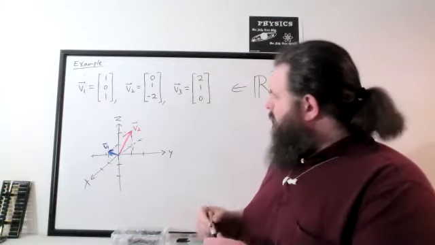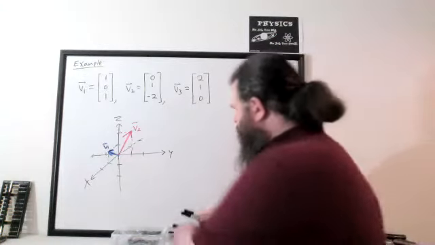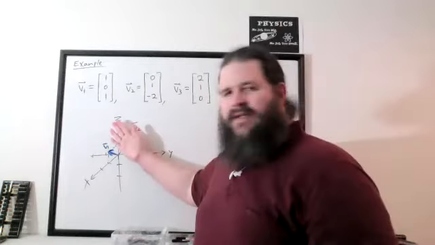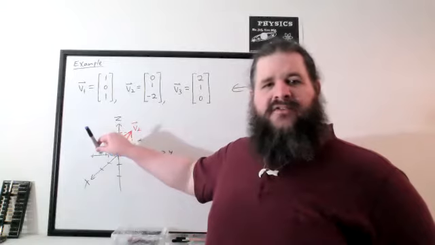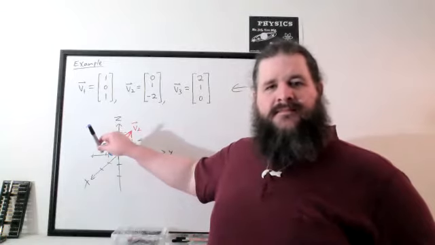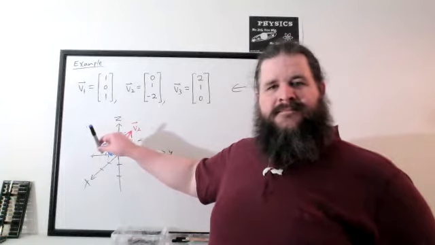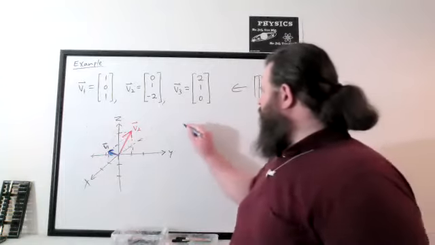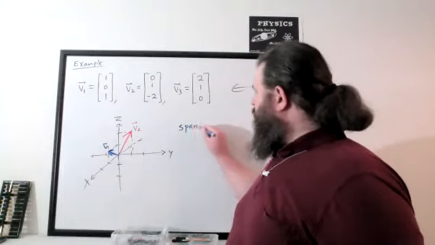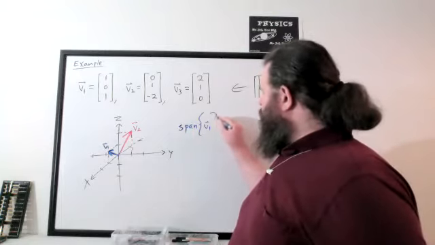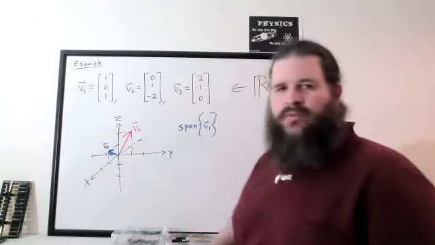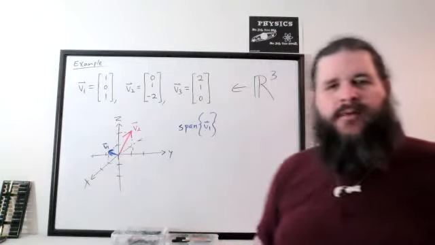By the way, if we stop here, in fact, let's take a look at just V1. If we have just V1, what would linear combinations of just V1 look like? If we're talking about the span of V1 alone, what would the span of just one single vector look like? What would that mean?